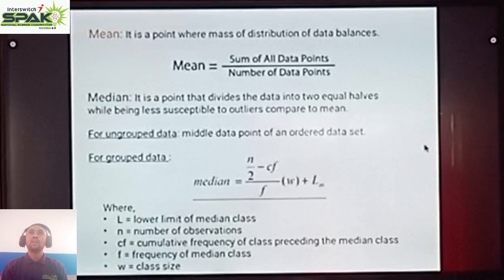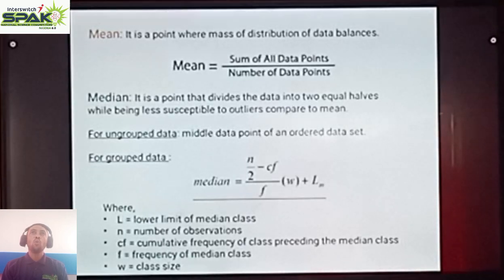Before you can calculate the median, here we are going to have a table. And the table will be grouped like 1 to 5, 6 to 10, 11 to 15, or 1 to 10, 11 to 20, 21 to 30. Whichever case you have, what you need to do first is to look for the median class. How do you find the median class? Get the total frequency divided by 2. So that is that n over 2 you have in the formula. So that's the total frequency divided by 2.